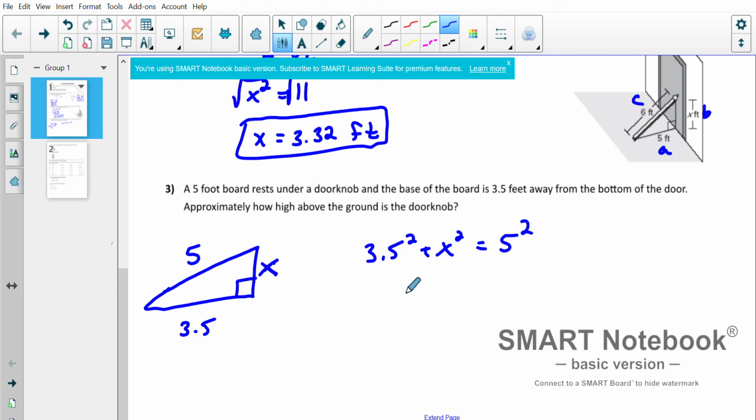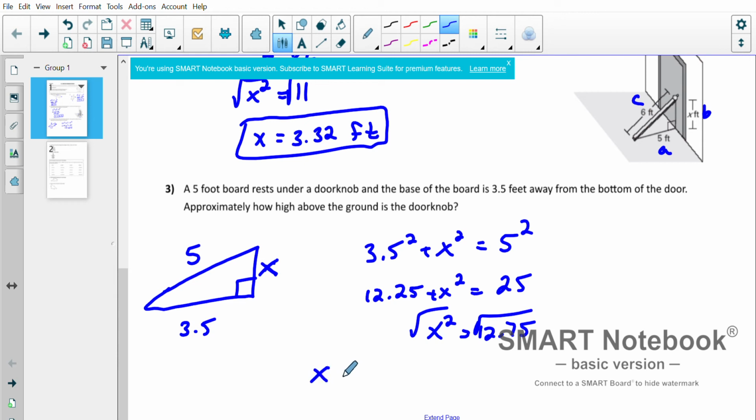So 3.5 squared is going to be 12.25 plus x squared equals 25. x squared equals, subtract 12.25 from both sides, and I end up with 12.75 equals x squared. So then we're going to take 12.75, take the square root of it, and I end up with that the doorknob is 3.57 feet above the ground.